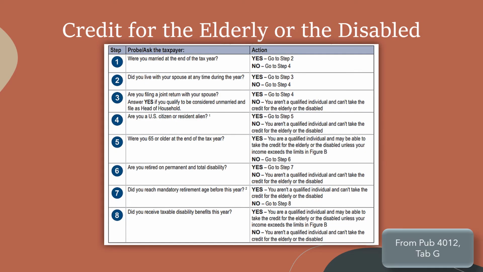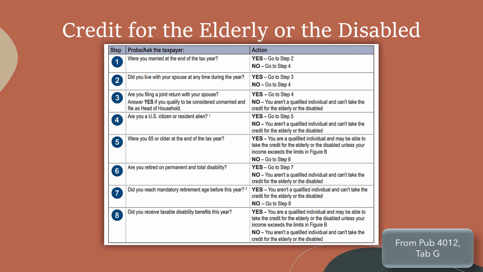So moving on from the retirement savings contributions credit, now we'll start talking about the credit for the elderly or the disabled. Here again, this is a credit that you really don't see super often because the income limits are so low, but you do occasionally see it. And so again, we have a screening sheet if you run across a situation where somebody has quite a low income and would be considered elderly or disabled. It's in Publication 4012, tab G again, and it runs you through some questions.